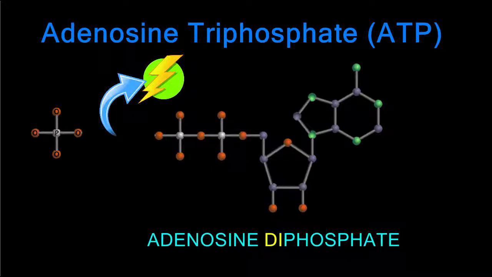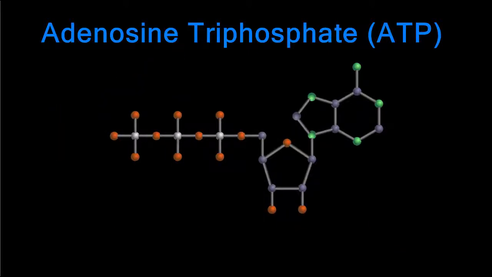ADP can be recycled to form ATP when the cell breaks down more glucose. As you can see, ATP is a very important molecule because it is capable of storing energy for long periods of time in a form that, unlike glucose, is readily available to the cell.